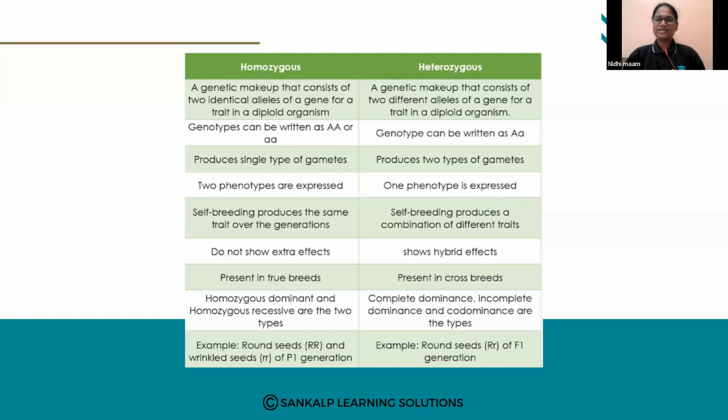So here, for this one question on homozygous and heterozygous condition, which is given for 2 marks, it is okay if you write till here. Which one? Till this one.